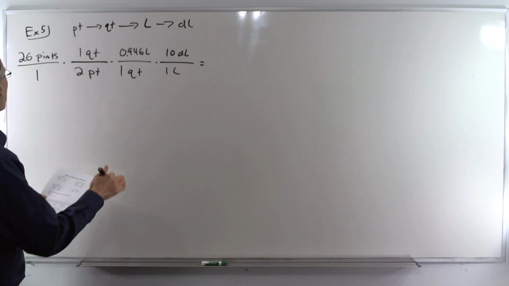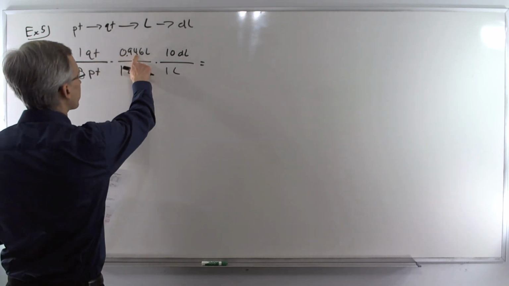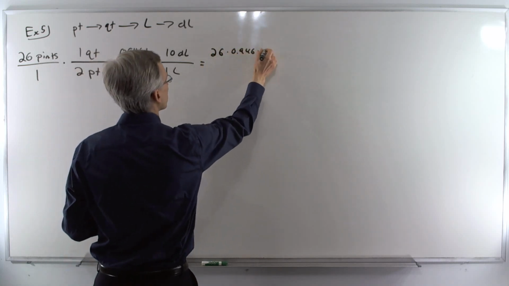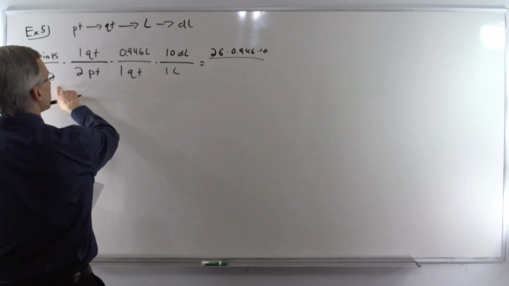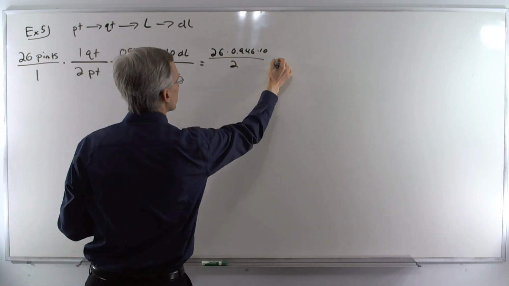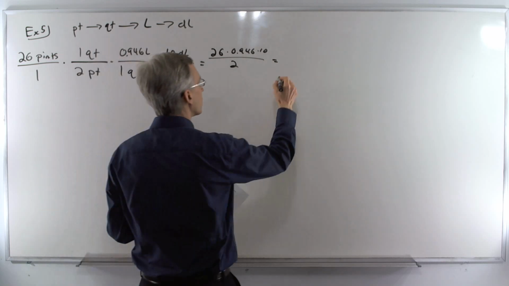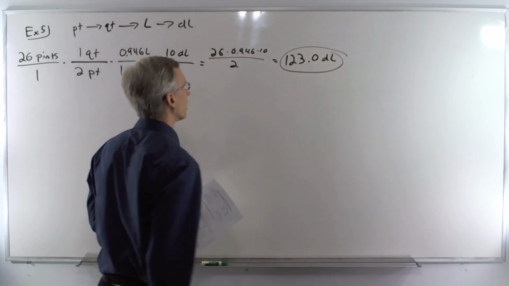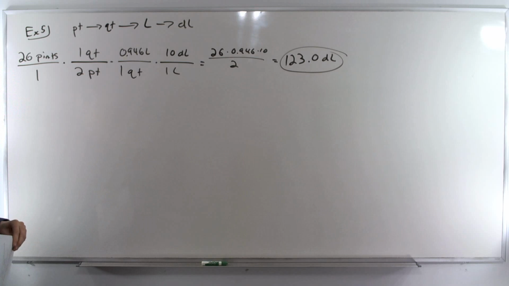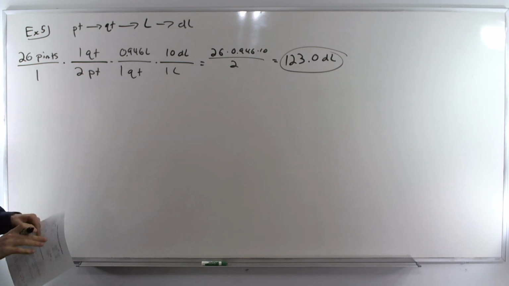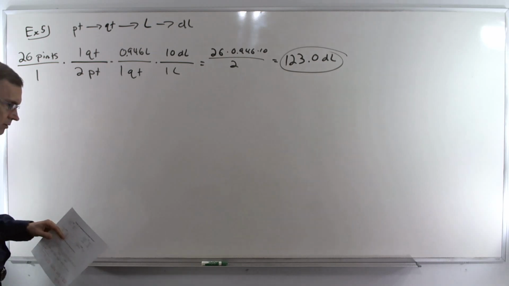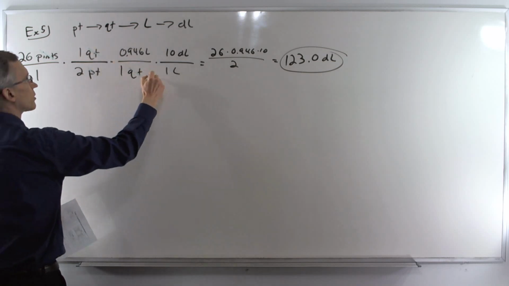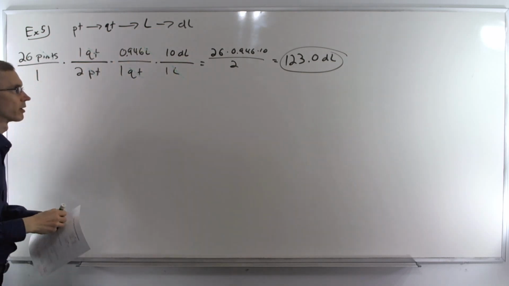So multiplying straight across now, we've got 26 times 0.946 times 10 on top, and on the bottom, 1 times 1 times 1 times 2. And we get 123.0 deciliters. I just want to confirm I canceled correctly. Pints, pints, quarts, quarts, liters, liters, leaving deciliters. So we're all good.